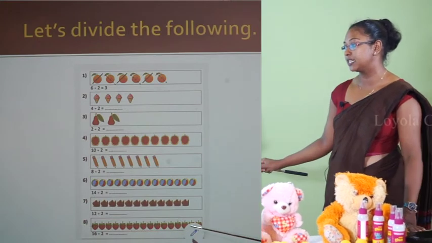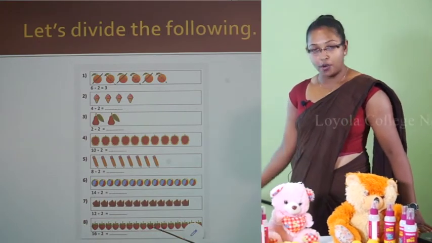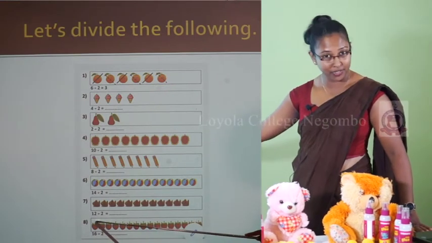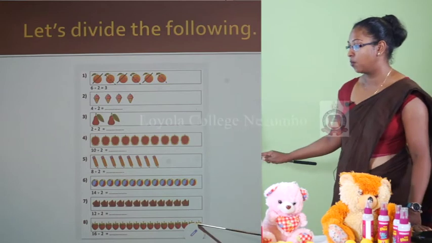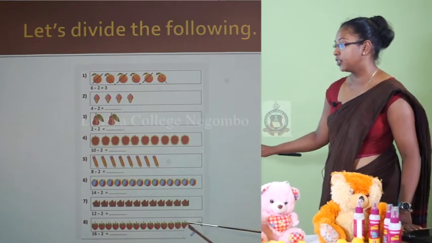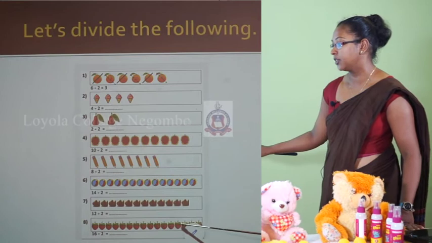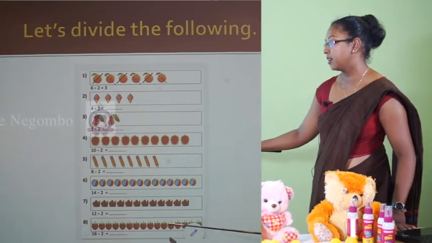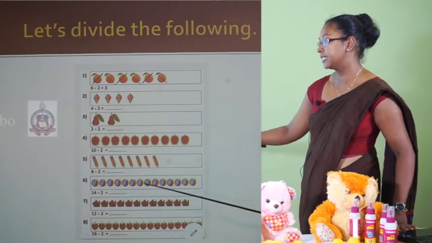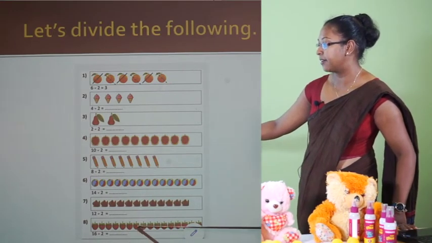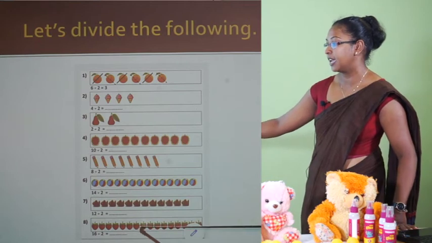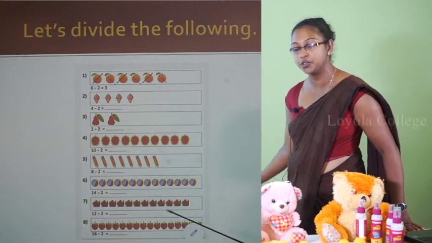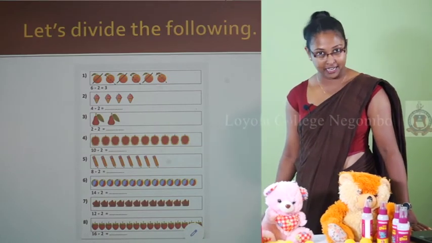Finally, we have 16 strawberries. Let's divide equally into 2. Count with the teacher. 1, 1, 2, 2, 3, 3, 4, 4, 5, 5, 6, 6, 7, 7, 8, 8. So 16 divided by 2 gives the answer 8.